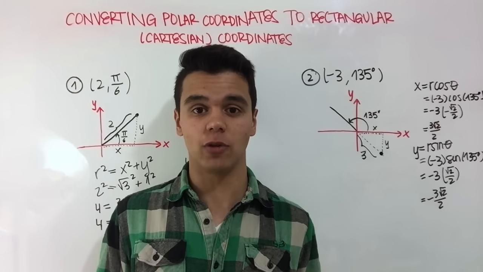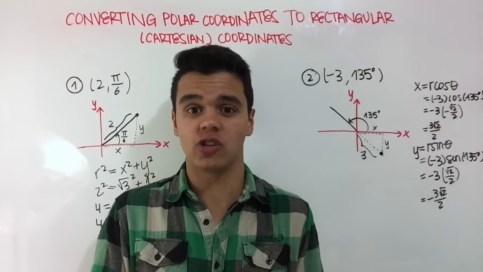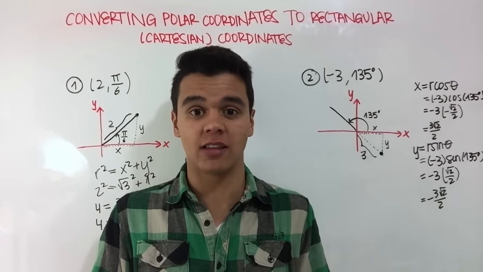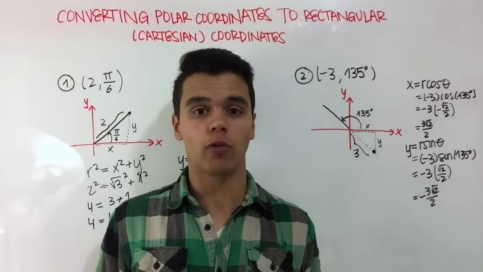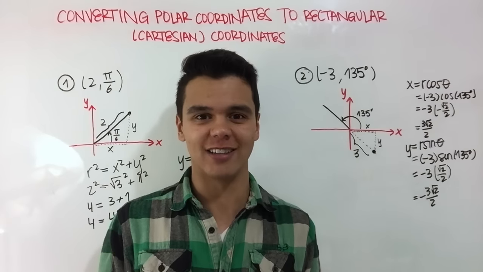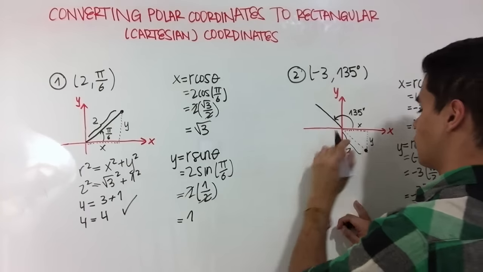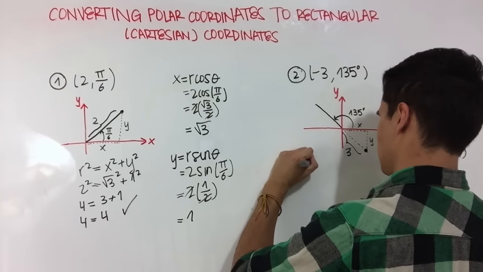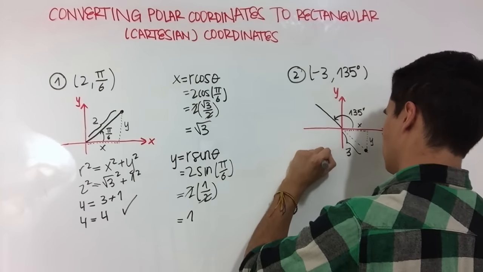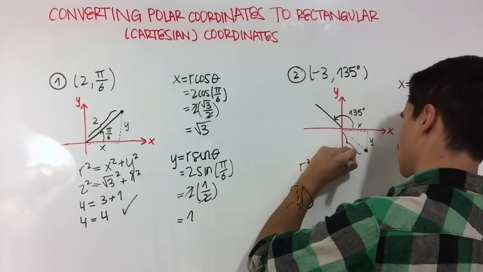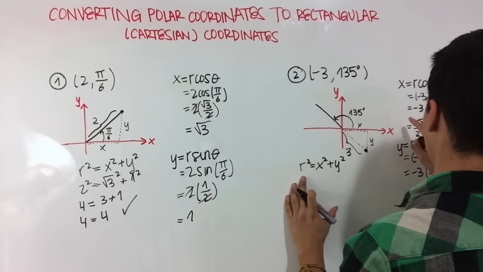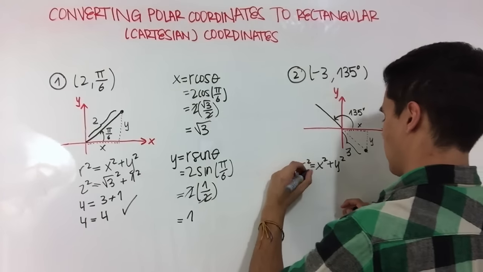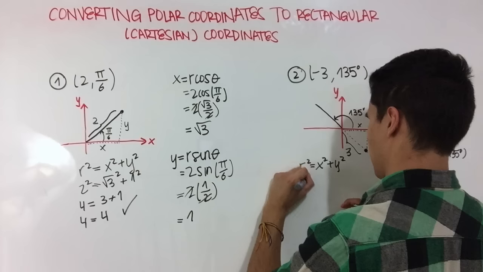If you want to get a decimal number for your answer, you can do so. You can just punch your numbers in the calculator, and that's going to give you the right answer. And before we're finished, we're going to see whether or not our answer is right. So we know that since this is a right triangle, r squared is going to be equal to x squared plus y squared. So r squared is -3 squared, and that's going to be 9.